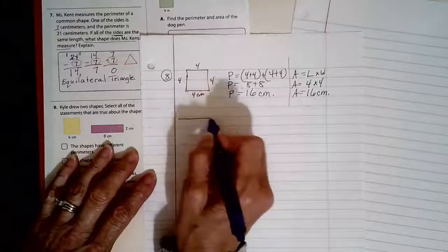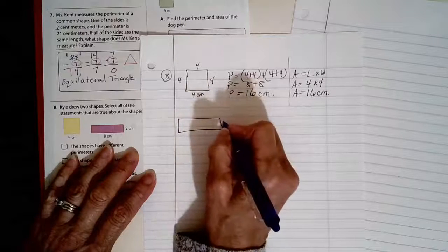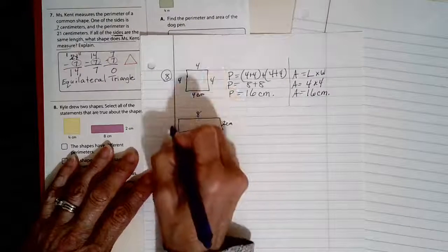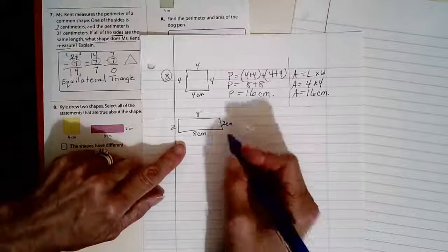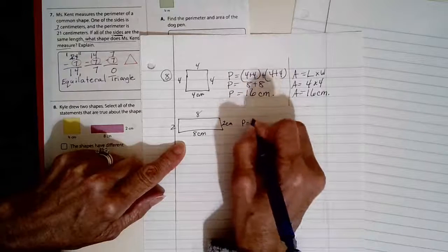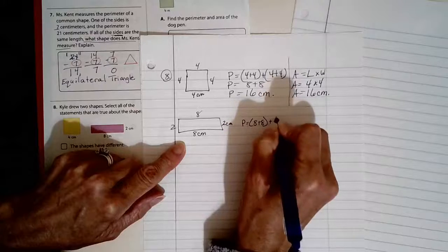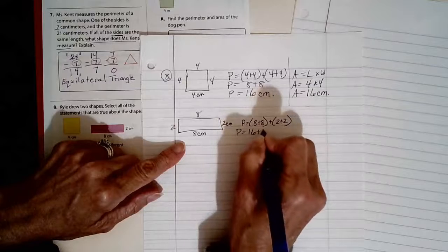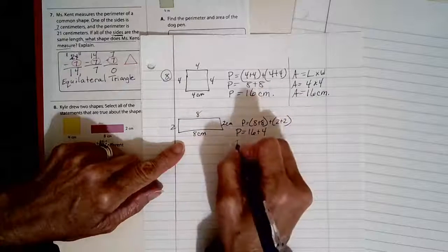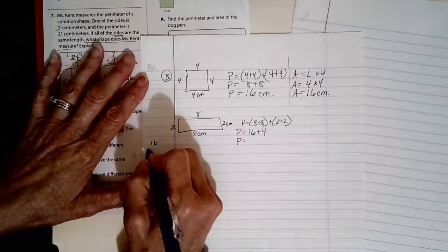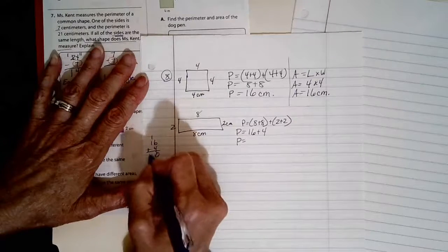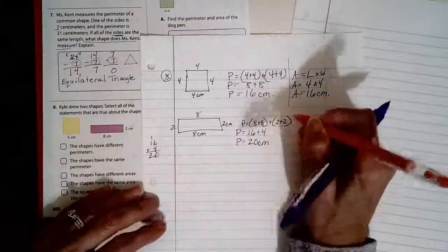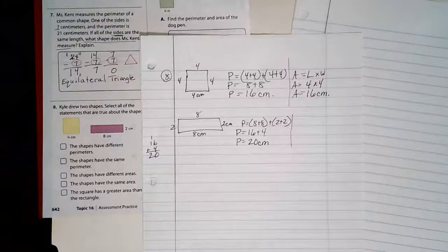The second shape is 2 centimeters and 8 centimeters. So I know automatically to solve for my perimeter that I'm going to have perimeter equals 8 plus 8 plus 2 plus 2. So my perimeter equals 16 plus 4. And if I add 16 plus 4, then I can come over to the side. 6 plus 4 is 10. Bring the 1 to the tens column, so that's 20. So I know that my perimeter is 20 centimeters. But now I need to solve for area.